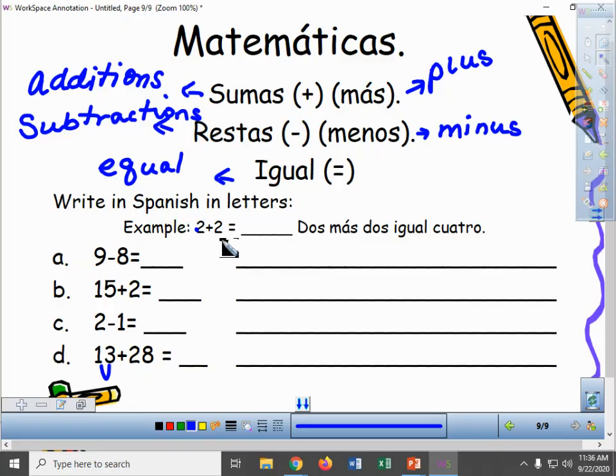So your work is 2, and you'll find this in Google Classroom. So you'll have to write the answer of what 2 plus 2 is, which is 4. And then you have to write the letters in Spanish. You have to write this math problem. Dos más dos igual 4. So you got to do the same thing for this. 9 menos 8 is 1. And you'll write the 1 here. And then you'll write 9 menos 8 igual 1. So you got to do 4 of these problems.